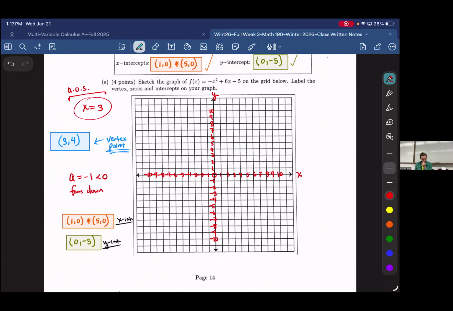Right? Let's plug in our vertex. We have 3, 4. We know it's going to fan down, so we're going to have some nice space up here. I'm just going to label this vertex and write that coordinate point down.